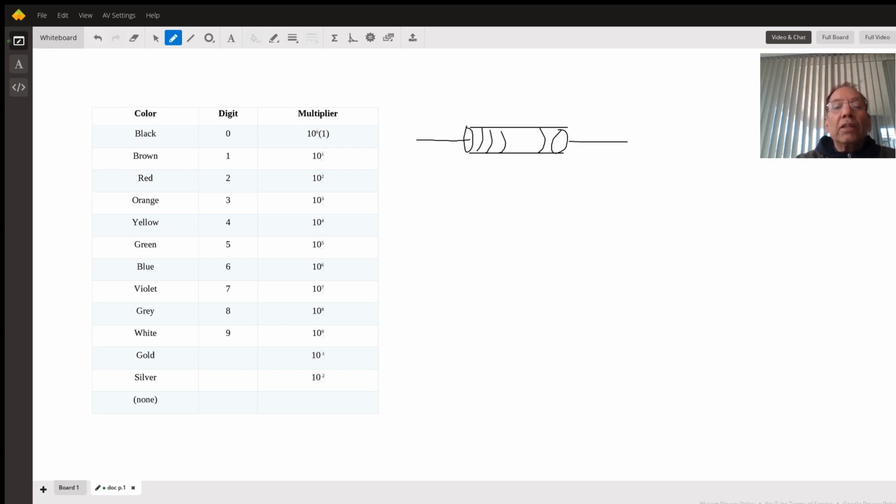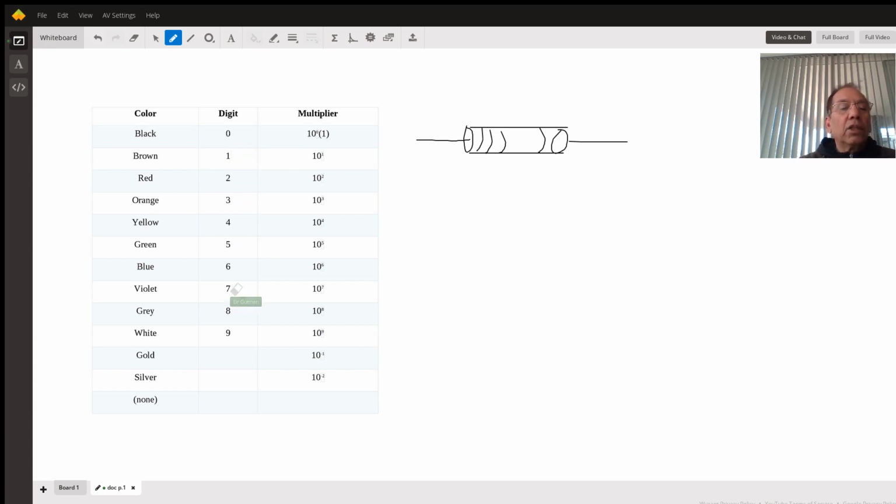There are three lines which give the value of the resistance, starting from the left, and they are closely packed. And there's one line, or there may be no line, on the right side. So the first three lines correspond to the resistance value. The first column gives the value of the first line. If it's black, it's 0. If it's brown, it's 1. Red is 2, and so on.